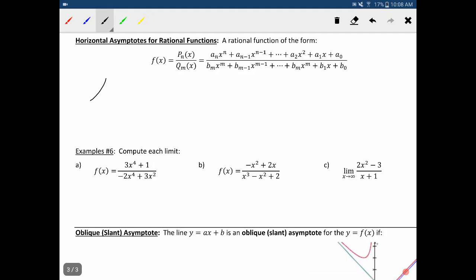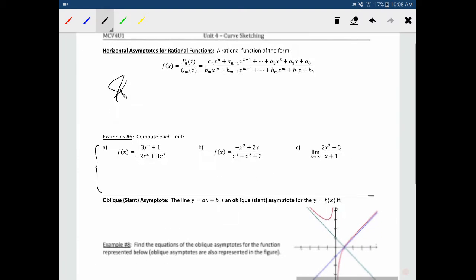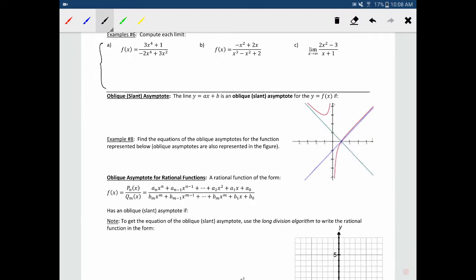So if you go over to the next page, just at the top, you can just ignore that. And I want you to attempt these ones before next class. And I'm going to stop here, and we're going to split this into a third video, because 2 wasn't enough. And so we'll do oblique asymptotes in the next one. Thank you very much.